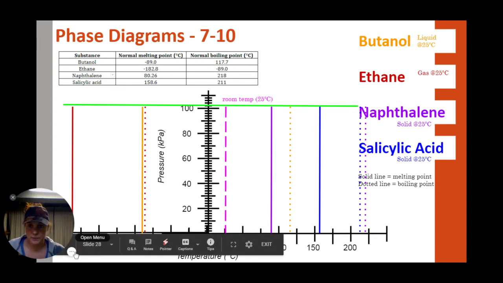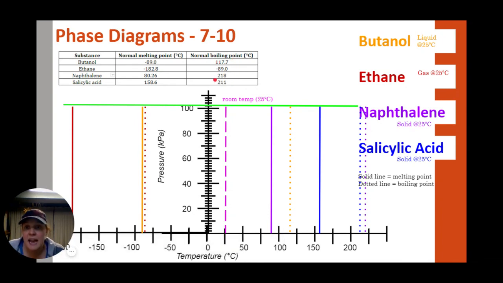In this case, the highest boiling point is going to be between salicylic acid and naphthalene. I would actually argue that naphthalene has the strongest intermolecular forces, because it has the highest boiling point and takes a lot more energy to break apart. And for our weakest intermolecular forces, I would argue that ethane is the substance with the weakest intermolecular forces.